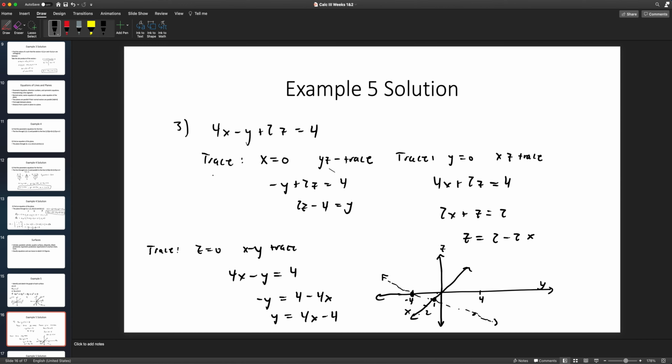When x is 0, we have 2z minus 4 is y. So let's let z be, I don't know, 0. So we get y is -4. So we get this point here. Let's let z be 1. So since z is 1, y is -2. And when z is 2, y is 0.